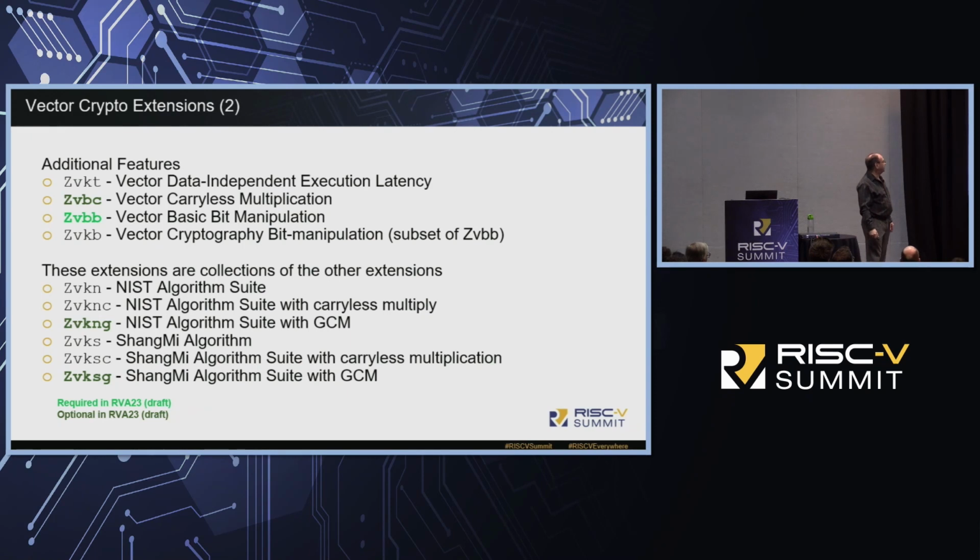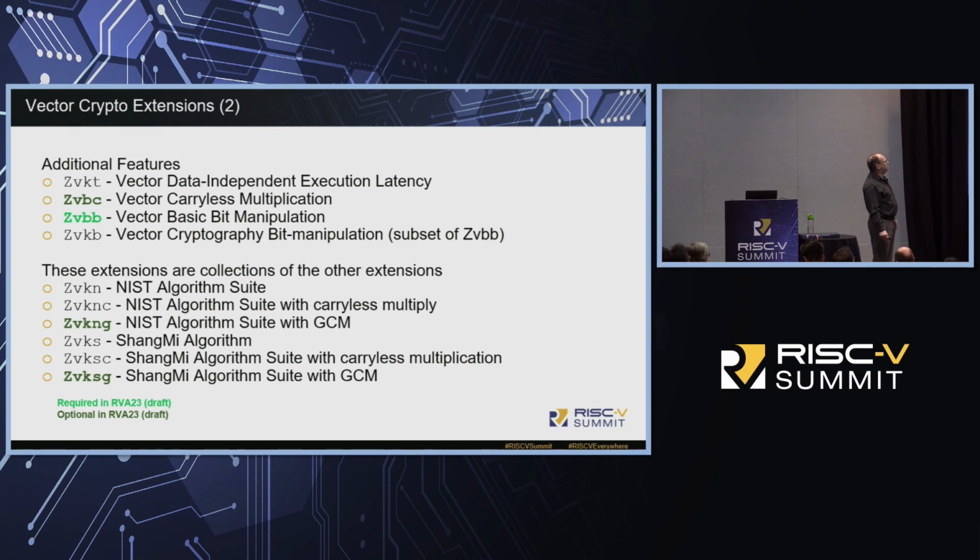You don't want that. So ZVKT lists several vector instructions, actually it's quite a long list, that have to be done. If you implement ZVKT, you have to execute these instructions with latency that is independent of the data values. And don't worry, divide is not included in there. You can still do early out for divide.